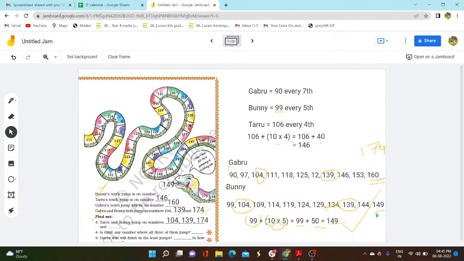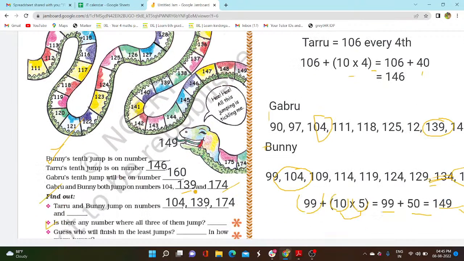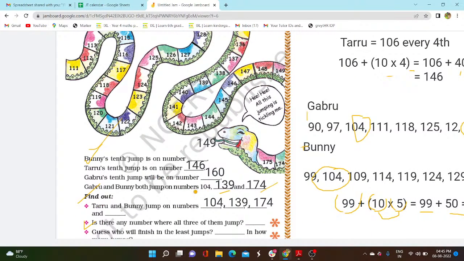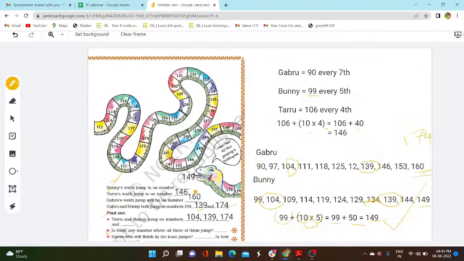So the next question says, is there any number where all the three of them jump? So what do you think? Is there any number where all the three of them come together? So yes, all the three would come together. Let's see on which number.